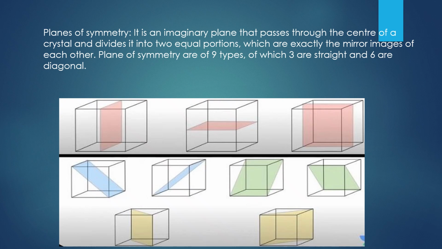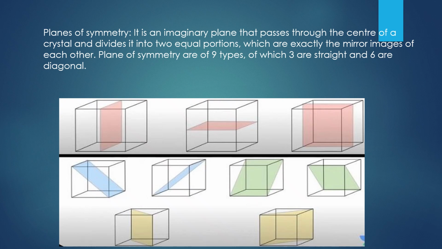First one, vertical plane. This plane includes the principal axis and another axis. Second one, horizontal plane. This plane divides the object horizontally. Third one, diagonal or dihedral plane. This consists of the principal axis and bisects the angle between the C2 axes.